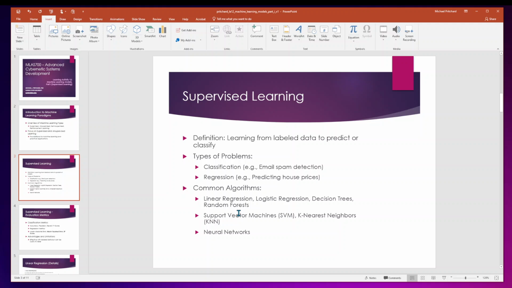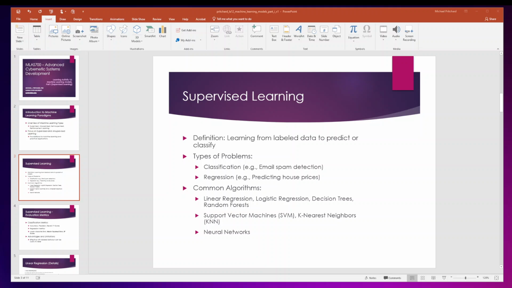There are many common algorithms in this space: linear, logistic. Logistic has to do with 0 or 1, a yes or a no. It's a binary regression and uses a sigmoid function. Decision trees are another one. Random forest is a form of decision trees. It's an ensemble method. There's support vector machines, k-nearest neighbors, neural networks. Those are all common supervised learning.